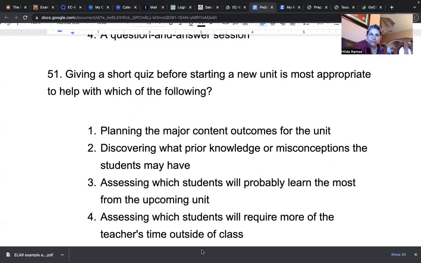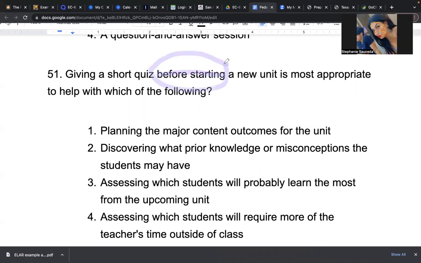Giving a short quiz. Starting a unit. Before starting, this is important. It's a time marker, before starting, and it's something new, right? So whenever we see "most appropriate," that should set off alarm bells. That means they may have given us one or more appropriate responses, but one is most appropriate given the specifics of the question and or scenario. So it's a short quiz before, time marker, this new unit.